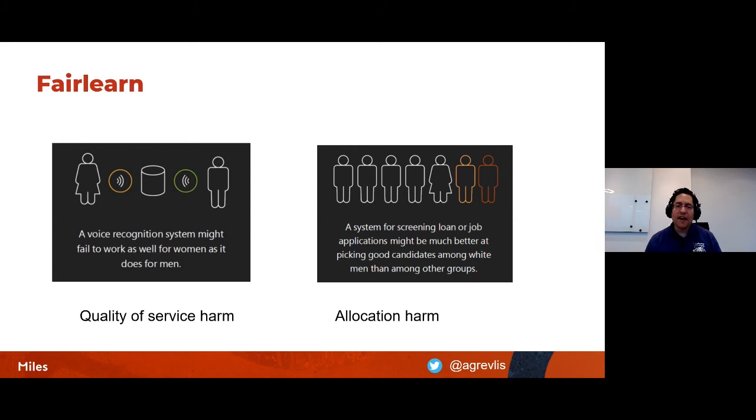Then we can use Fairlearn in order to correct these things. There are two basic problems here that we can have a look at. One is something that we call quality of service harm. An example here is a voice recognition system that might fail to work as well for women as it does for men. Then we have another that we call allocation harm. An example here is a system for screening loan or job applications that might be much better at picking good candidates among white men than among other groups.